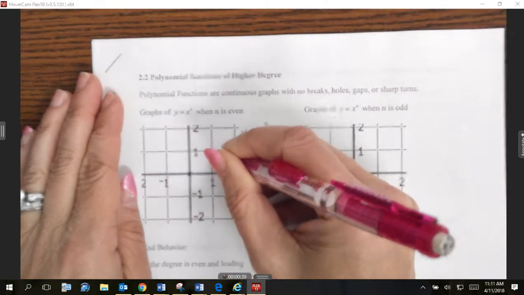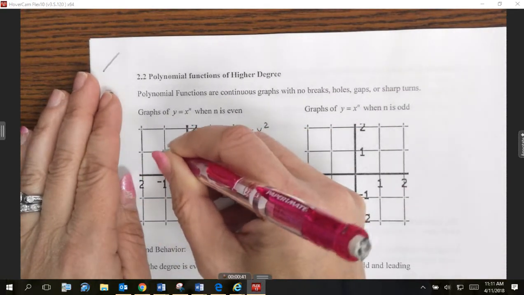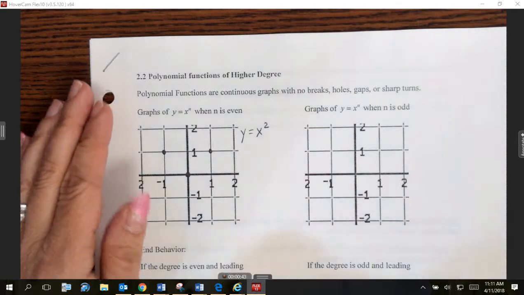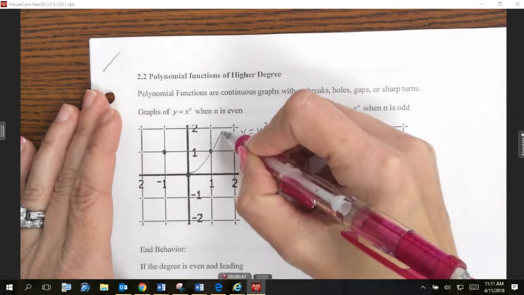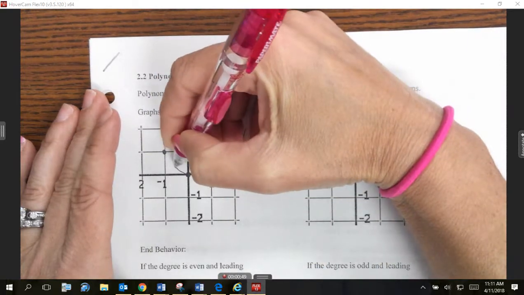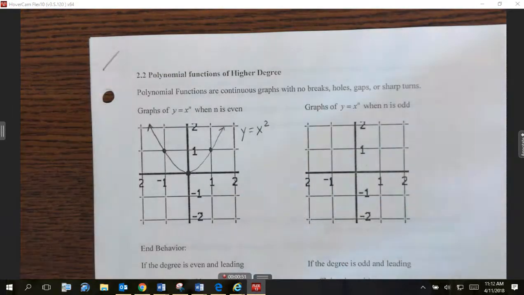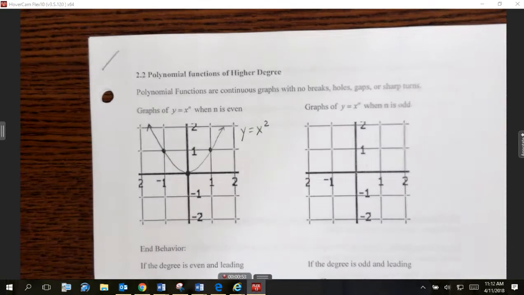It has a point at 1, 1. It has a point at negative 1, 1, and we know it's a parabola. It looks something like that. I'm just sketching it. It's not perfect.